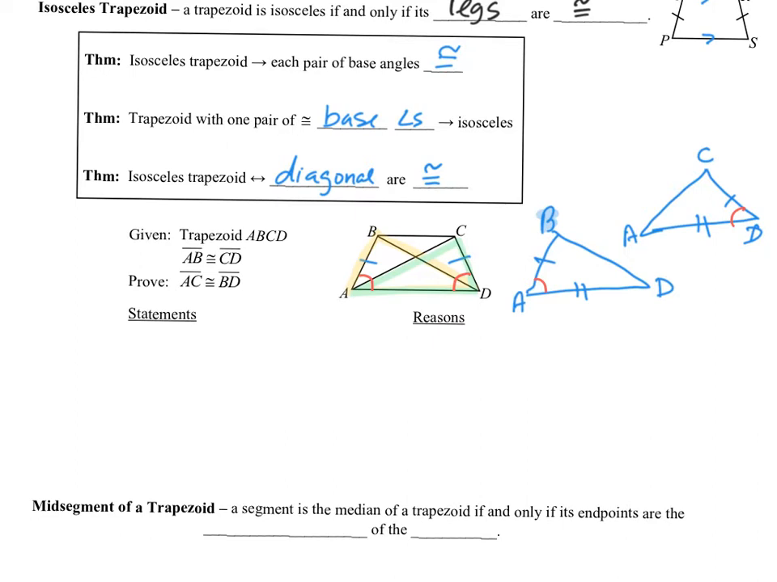So let's get to work getting these two triangles congruent. So let's start with the fact that we're given that AB is congruent to CD. It's going to be our first step. Okay, that was what we assumed to be true.